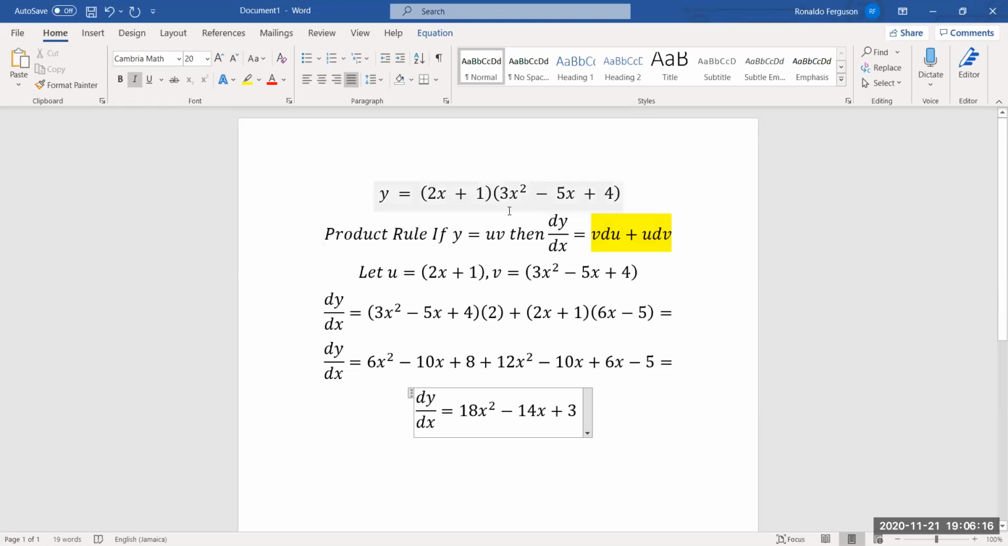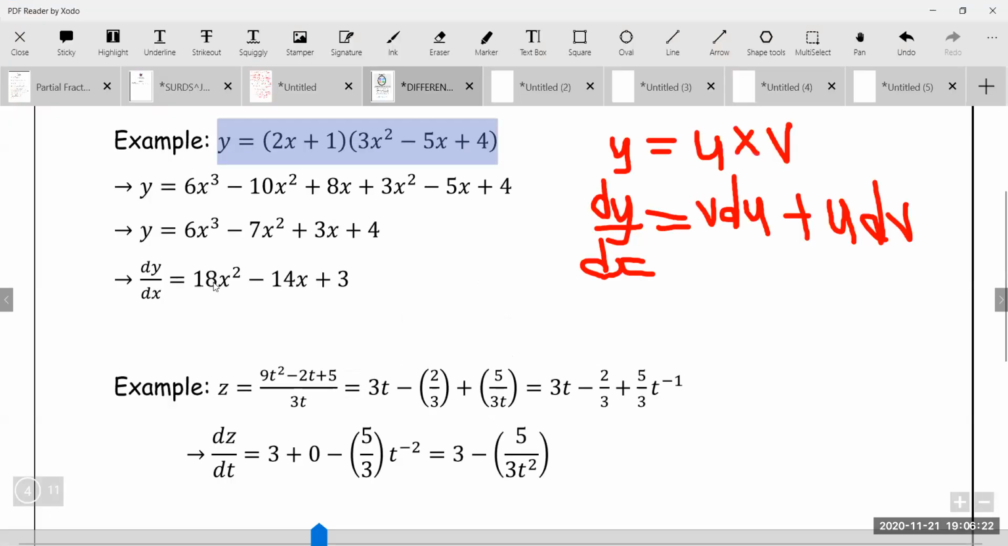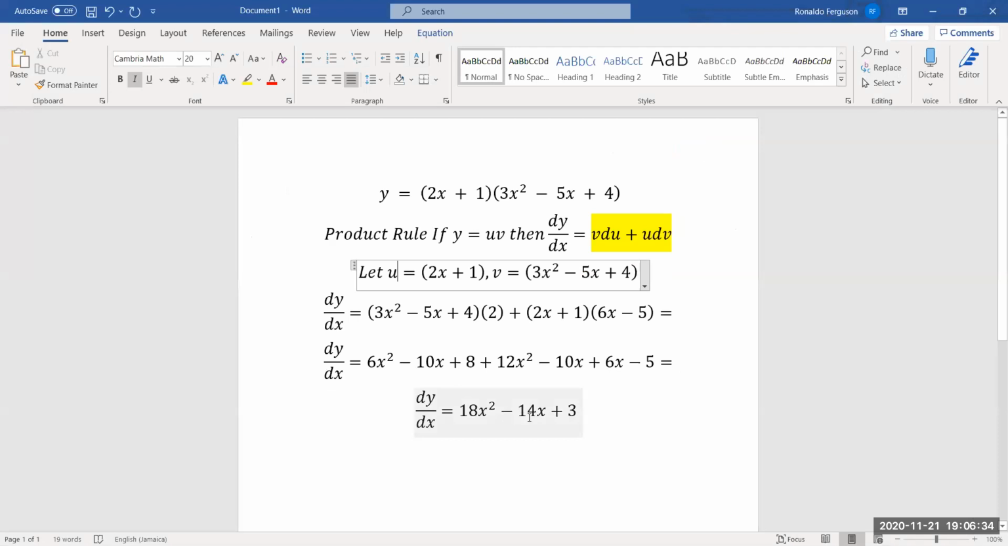So this is dy by dx for this function. Now look at this. We got dy by dx equals 18x squared minus 14x plus 3 when we expanded it and differentiated. Now when we use product rule, we'll get the same thing. You see that? Yes, sir. Nice. We get the same thing.